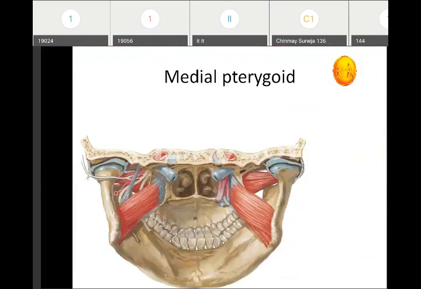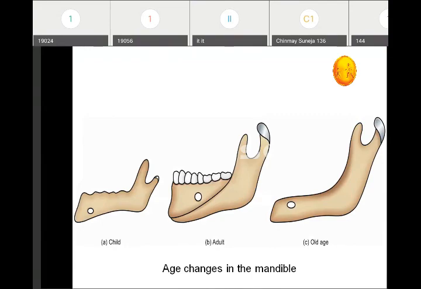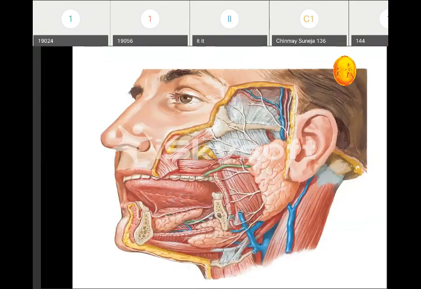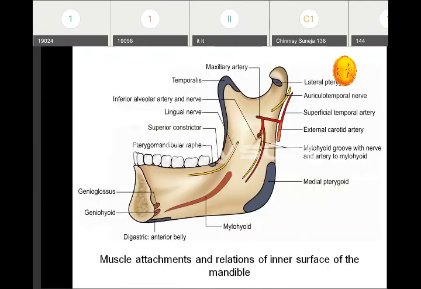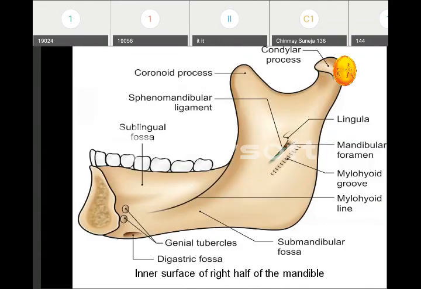Hope you understood. Just try to go through the textbook for the bony prominences on the mandible. Whenever we meet in the college, we'll again show you the bone, mandible, and the different bony landmarks on it. Okay. Any difficulty?